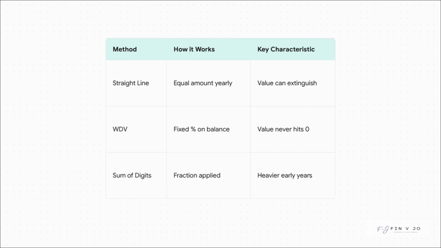I highly recommend pausing and taking a screenshot of this summary table. It perfectly compares the core methods and their unique characteristics, which is pure gold for multiple choice questions. If they ask for equal amounts, it's straight line. If they mention a fixed percentage on a shrinking balance, that's written down value, also known as the reducing balance method. Knowing these distinct characteristics will save you so much time on a timed test.